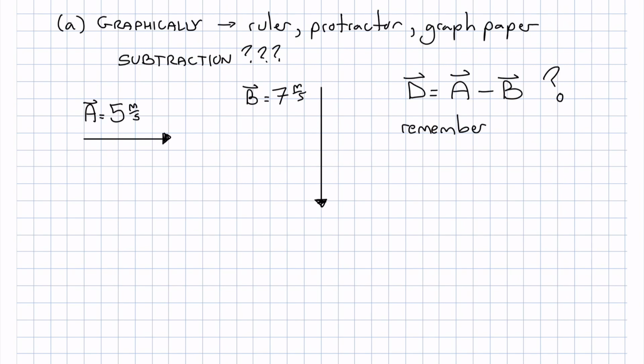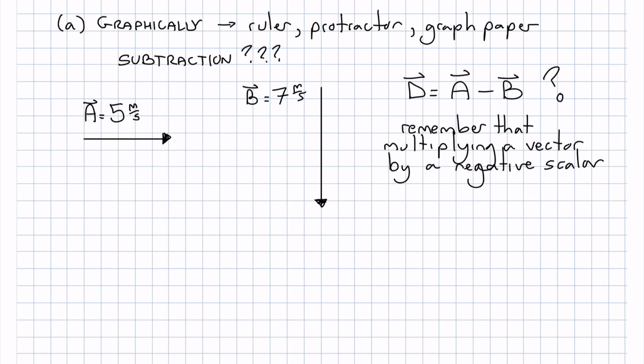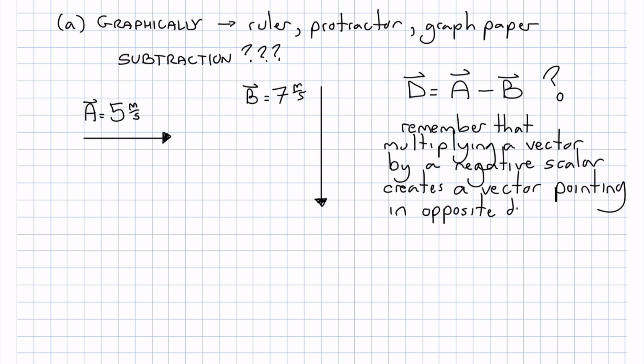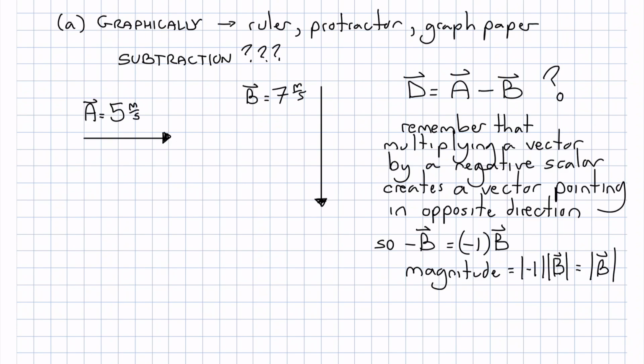The key to vector subtraction is remembering from an earlier video when we did multiplication of a scalar times a vector. And we saw that when you multiplied a vector by a negative number, you got a vector that was in the opposite direction. So in other words, if I took vector B and multiplied it by a scalar -1, I would get a vector that had the same magnitude as B, but would be pointing in the opposite direction.